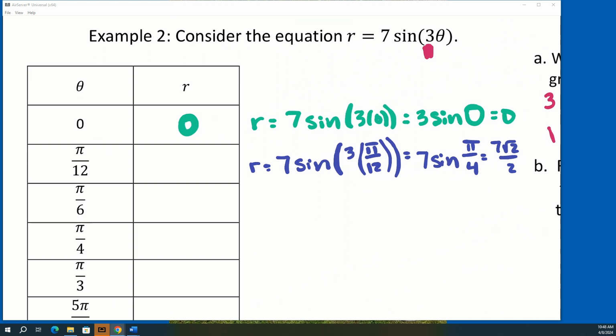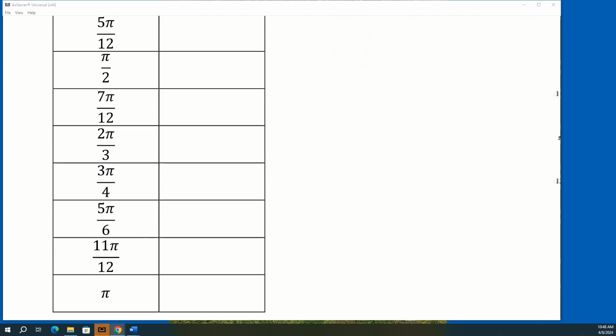Like I said, a lot of these questions are on the non-calculator section. I don't think you're going to be required to do 7 times the square root of 2 over 2 without a calculator, so I'm going to tell you what it is. It is almost 5. It is approximately 4.95. All right, we're going to skip all the way down to 7 pi over 12.